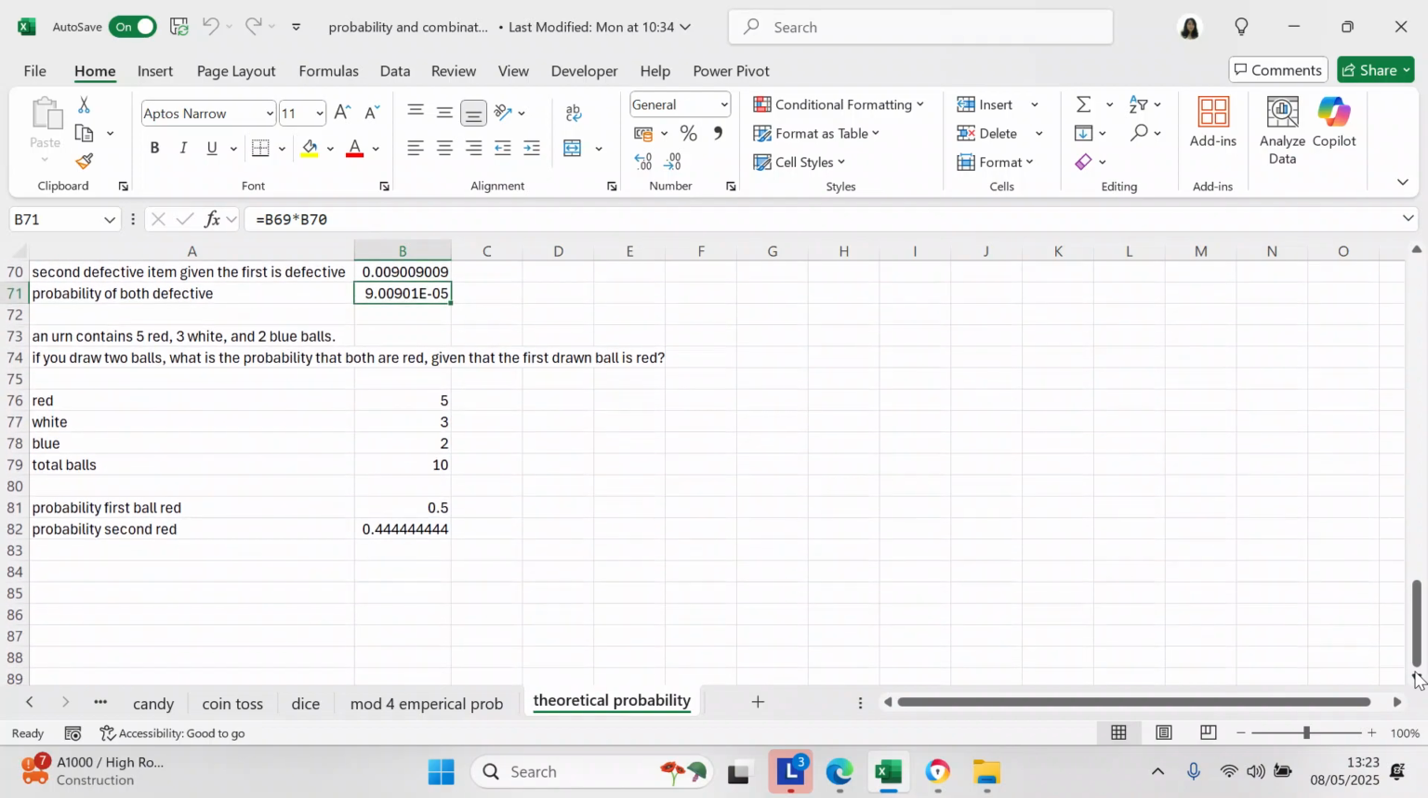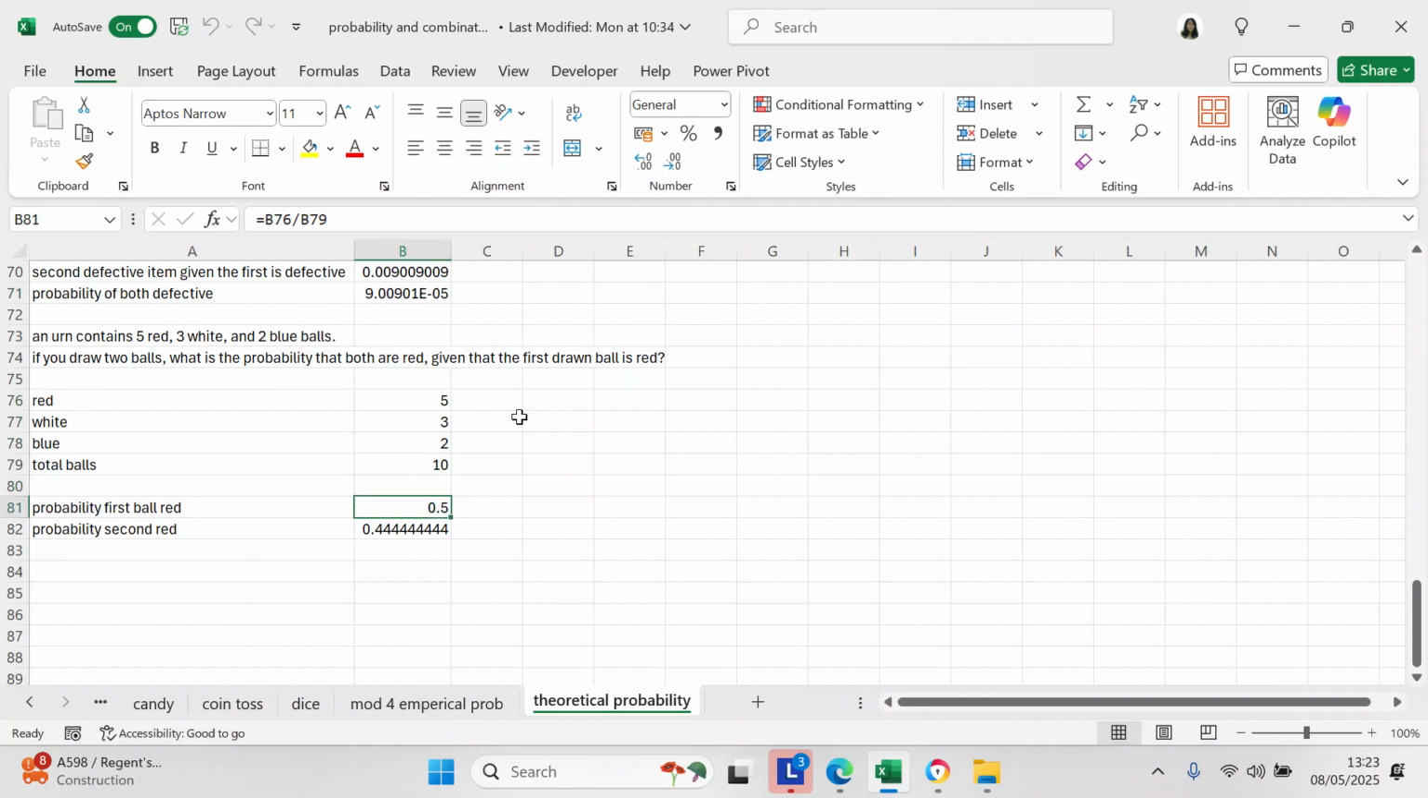And the last question we have is, an urn contains 5 red, 3 white, and 2 blue balls. If you draw 2 balls, what is the probability that both are red, given that the first drawn ball is red? So you've got 5 red, 3 white, and 2 blue balls with a total of 10 balls. So you add the red, white, and blue together to get 10.